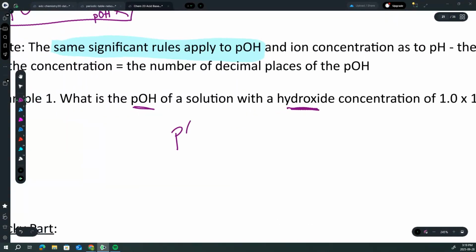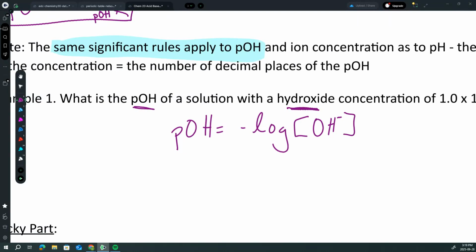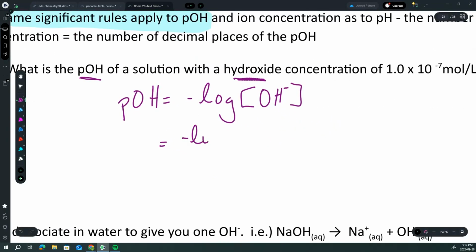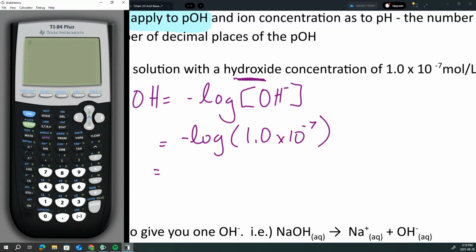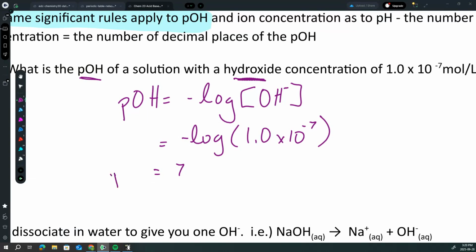Okay, so step 1, write out our formula. Negative log hydroxide ion concentration, which, as we said, is 1 times 10 to the negative 7. So if I put that in my calculator, negative log 1 and then second function log to get that 10 to the power of negative 7. Click the right arrow over 1 and then close the bracket. Okay, that's going to give us a pOH of 7. So this is neutral.